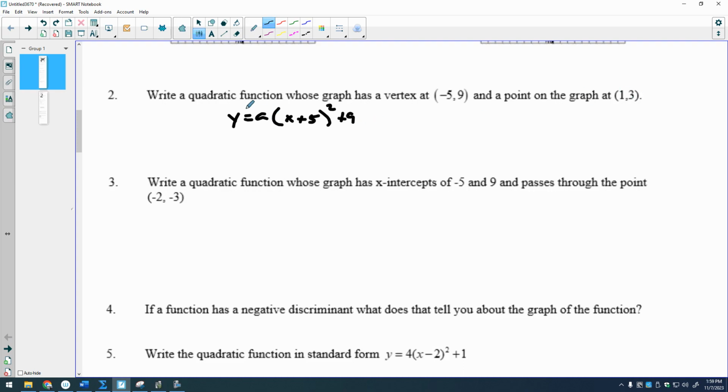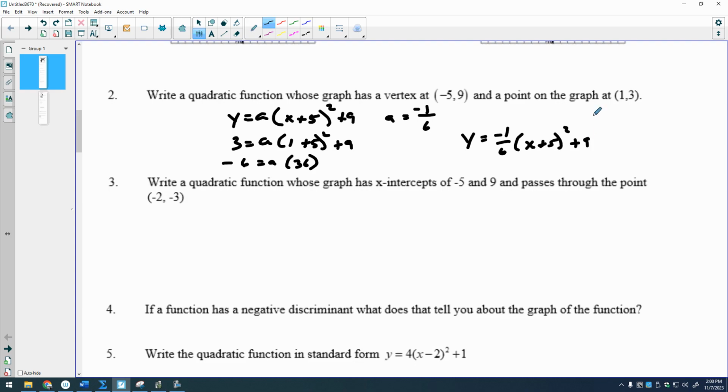And then plus 9 is on the outside. Plug in my point to find the correct shape, the correct a value, to make it pass through the point 1, 3. So y is 3, x is 1, and solve. Subtract 9, I get a negative 6. 6 squared is 36. Divide, and a equals negative 6 over 36, or negative 1/6. Plug it back in. Don't leave it like that. We're not done. Plug it back in. I get negative 1/6 parentheses x plus 5 squared plus 9.